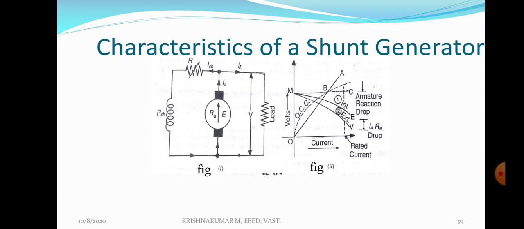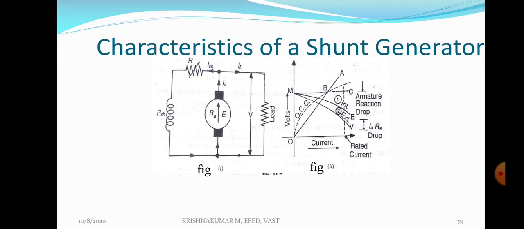Why? What's the reason? The internal characteristic shows the relation between E versus IA, whereas the external characteristic is the relation between V versus IL. V is less than E. E is the generated EMF under load condition. E minus armature voltage drop is equal to V. V is less than E, and E is less than E0. Therefore, the internal characteristic lies below OCC and the external characteristic lies below the internal. I think it is clear.